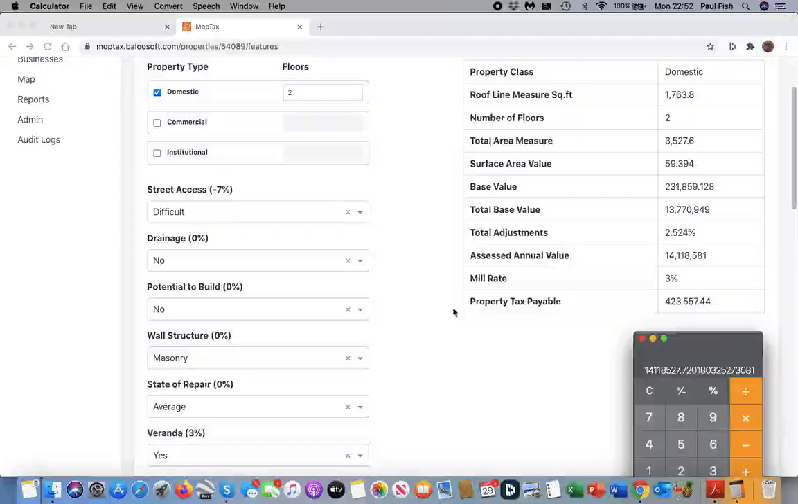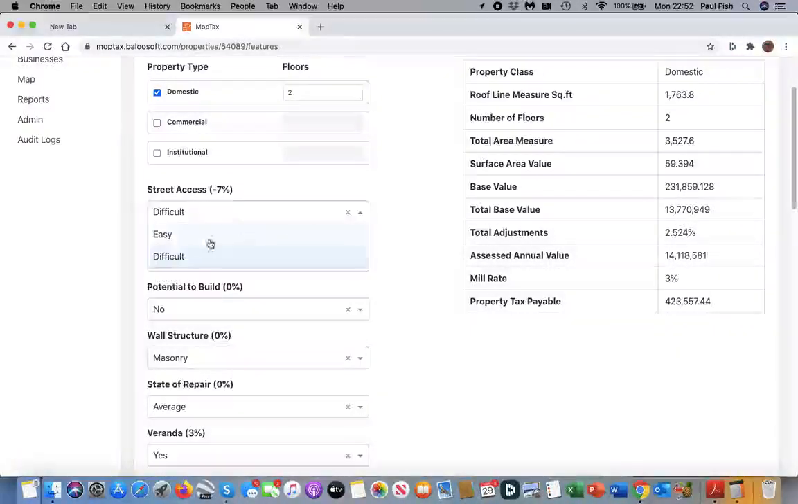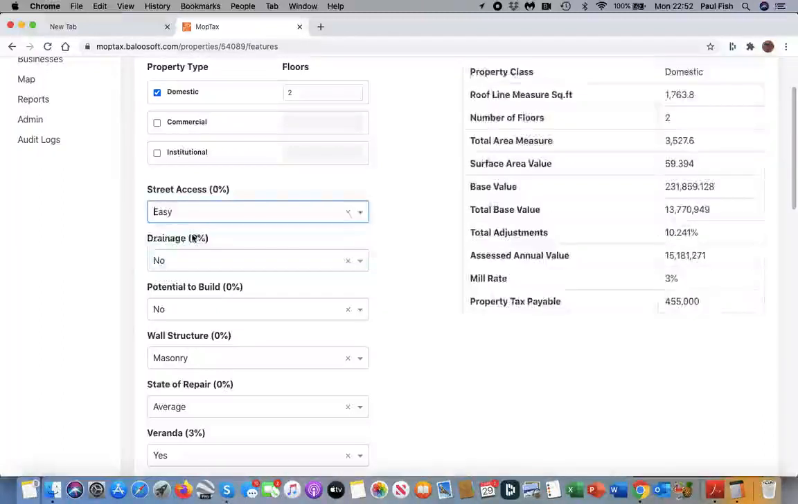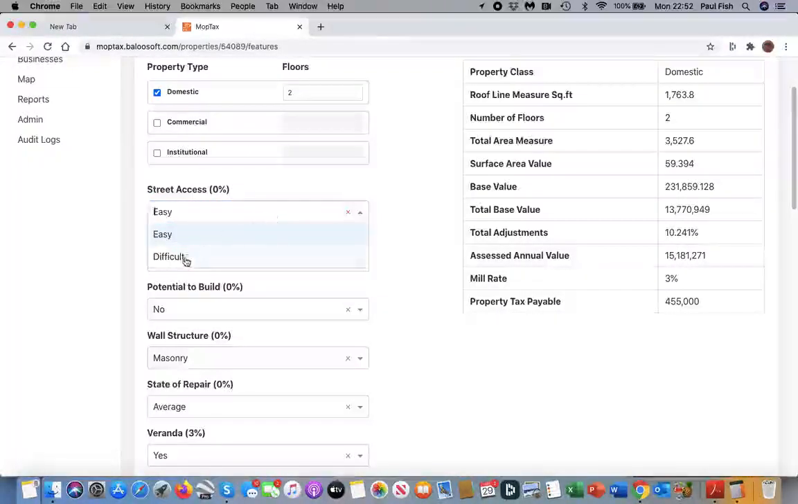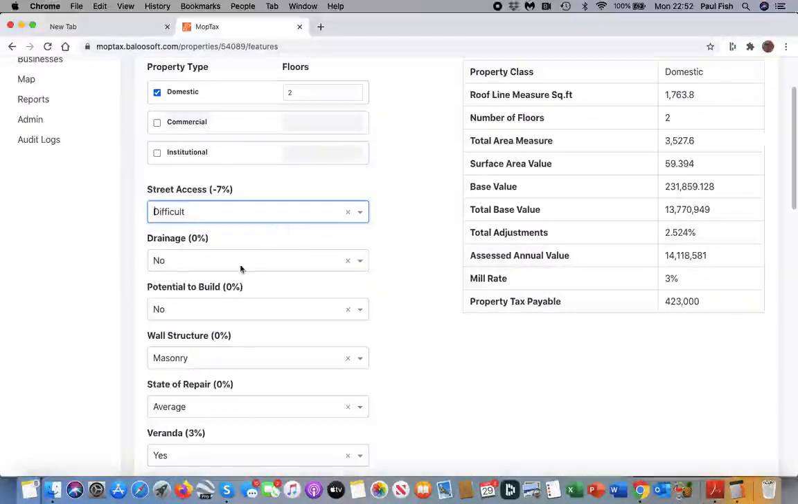So now, to show you the sensitivity of the assessment. If, say, the street access was classed as easy, for example, this street access here, then instead of difficult, let's see what happens. We can see that the adjustment has risen from 2.5% to 10.4%, roughly 7% better. So let's change that back to difficult, and you'll see this changes back immediately to the proper adjustment.